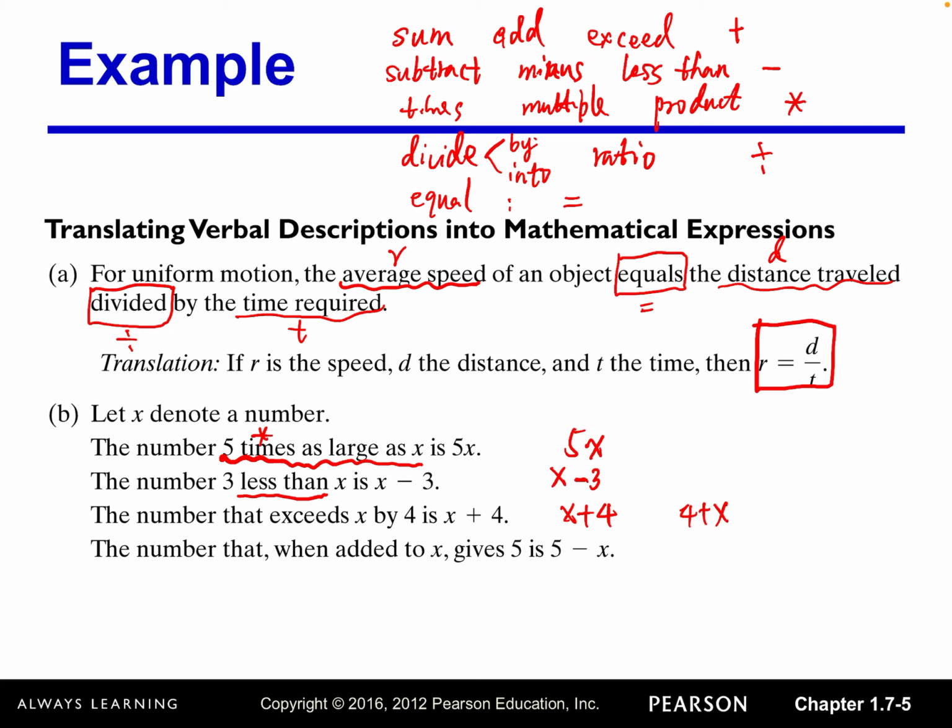The number that when added to X gives 5. This needs a little bit of logic. The number we don't know, when added to X, gives 5, which equals 5. If we want to know this unknown number, we should subtract X on both sides of the equation, so 5 minus X. That's how to translate this verbal description into a mathematical expression.